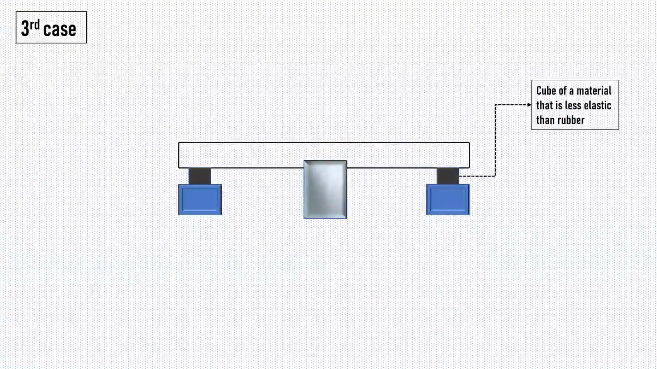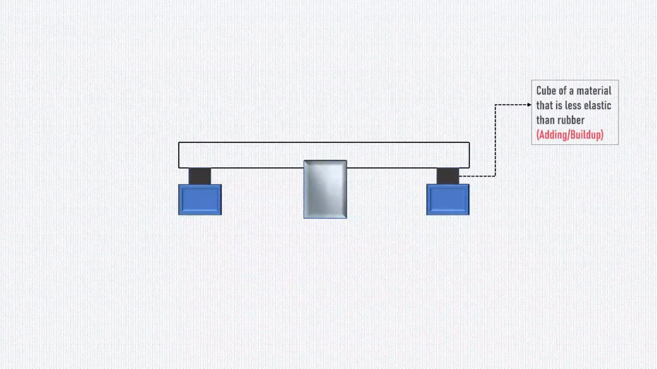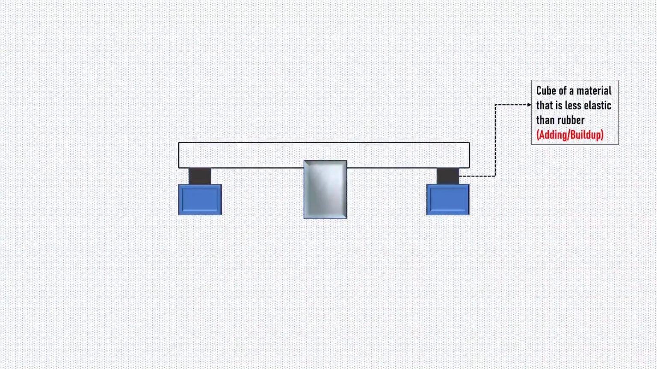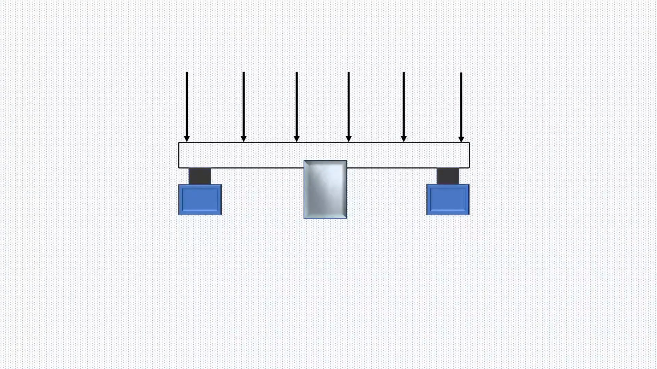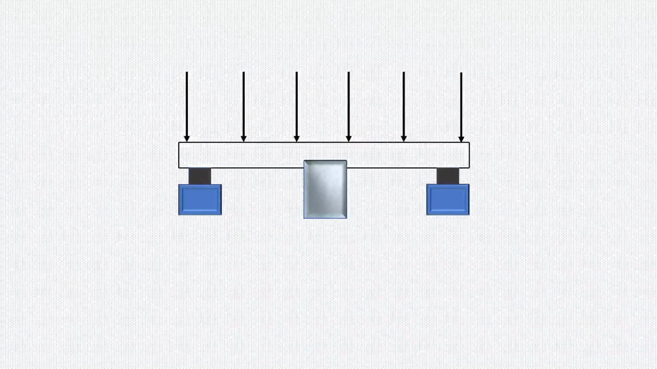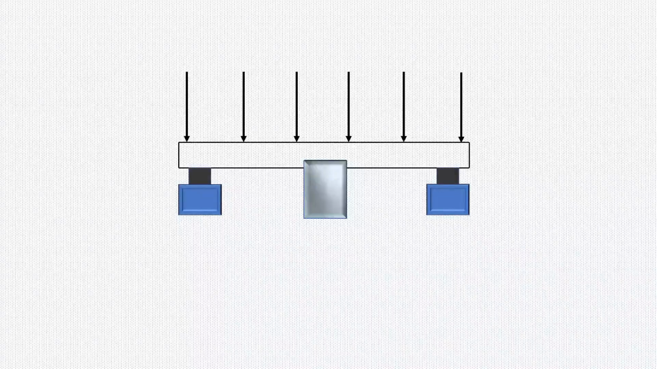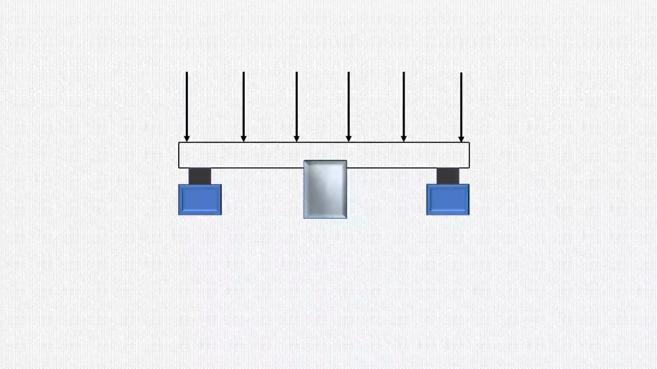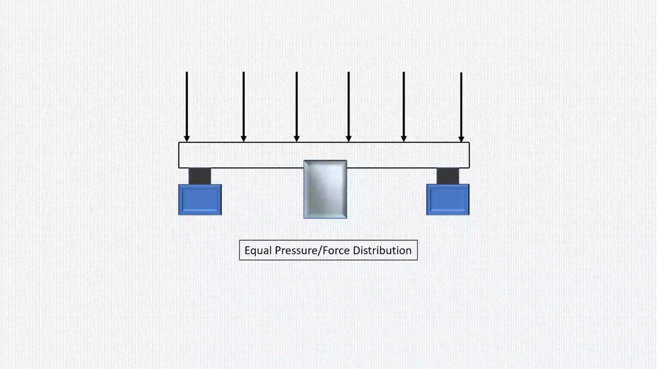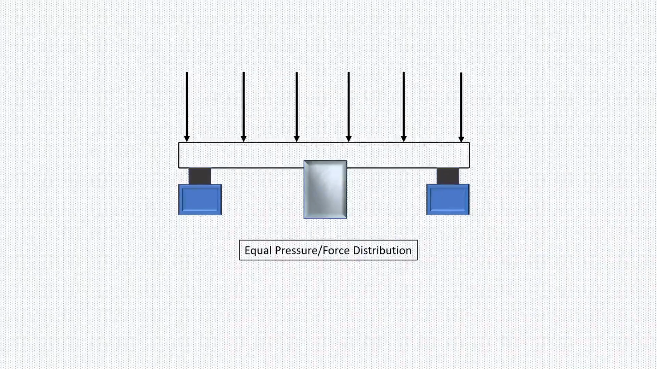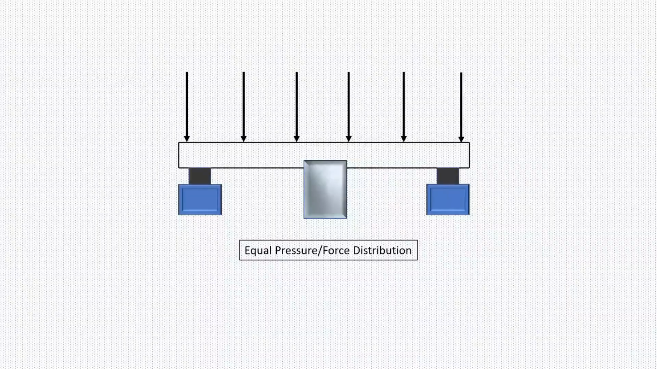In third case, we added some extra material on rubber cubes. These cubes are less elastic than rubber. When the external forces are applied, they can absorb more pressure than steel cubes because they can change their shape and distribute the pressure. This adding and build up on the rubber cubes helps to distribute the pressure more evenly than the second case. From this cube and bar concept, we have learned that making cut for hard material and adding or build up on soft material help to distribute the pressure.